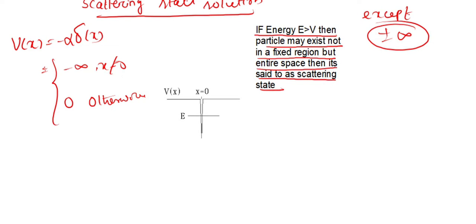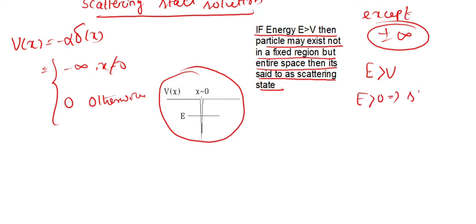And the next thing is that here the energy is greater than V. In this potential, V has maximum value 0. So energy greater than V implies energy greater than 0, which is a scattering state. Energy less than 0 implies a bound state. So there are two regions: this is region 1, this is region 2.